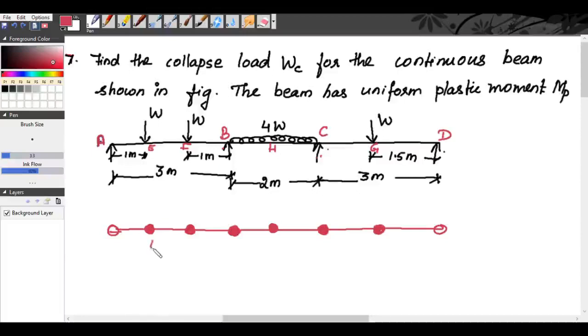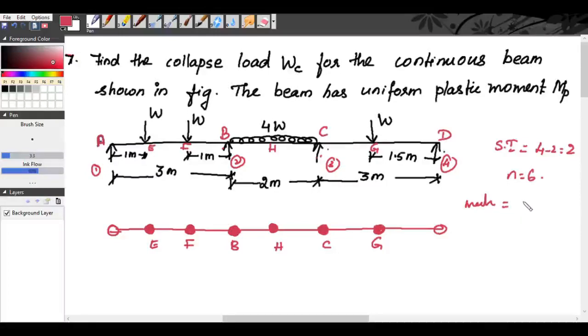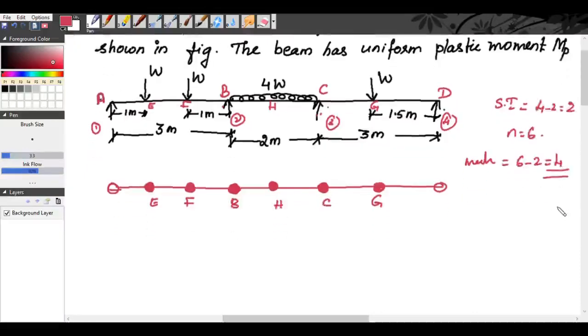So you will have plastic hinges at E, F, B, H, C and G: 1, 2, 3, 4, 5, 6. Six plastic hinges. Statical indeterminacy is 2, so 4 unknowns minus 2. So the number of possible mechanisms will be equal to 6 minus 2, which is 4. So 4 mechanisms. How can you draw the mechanisms?